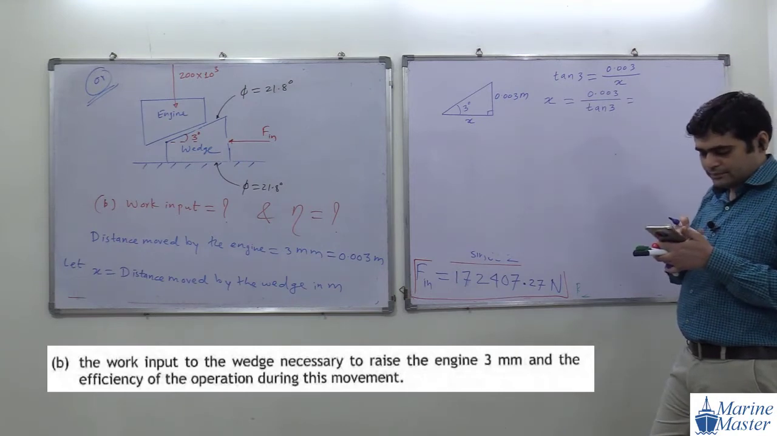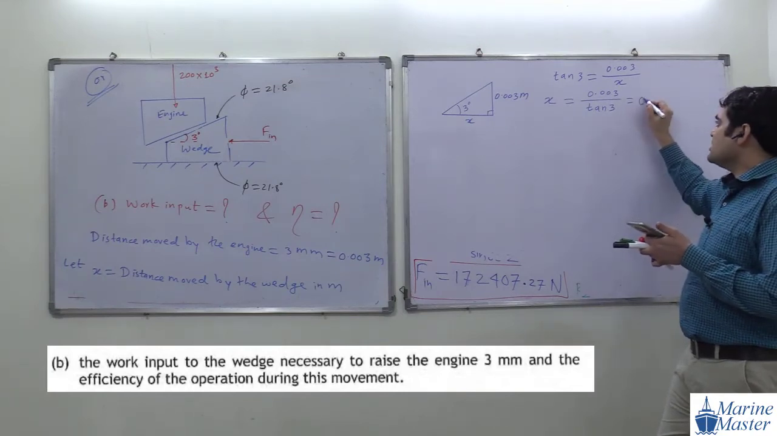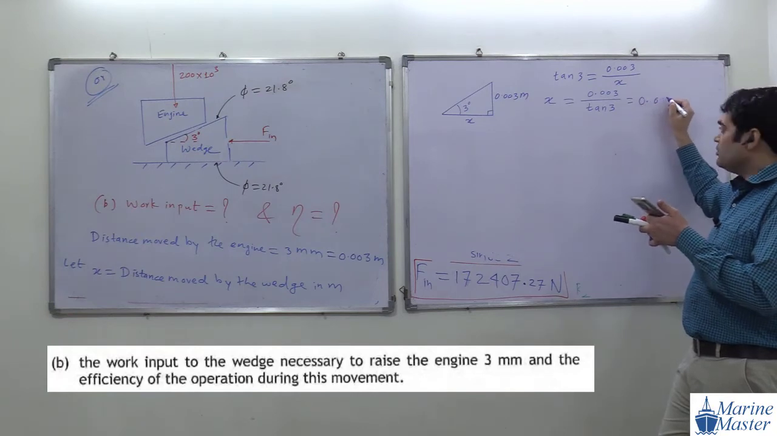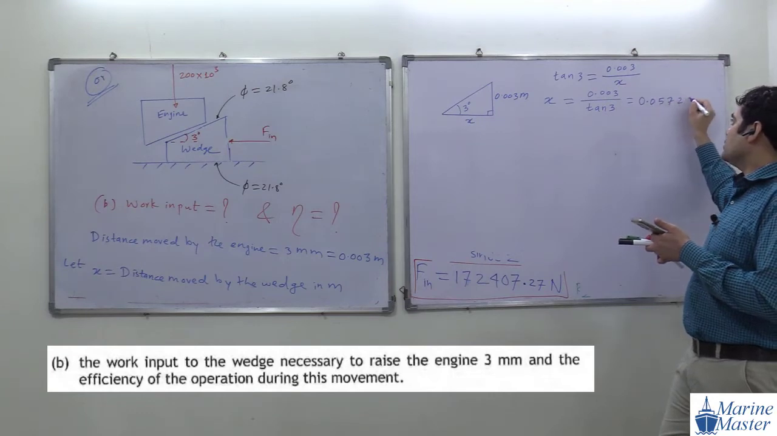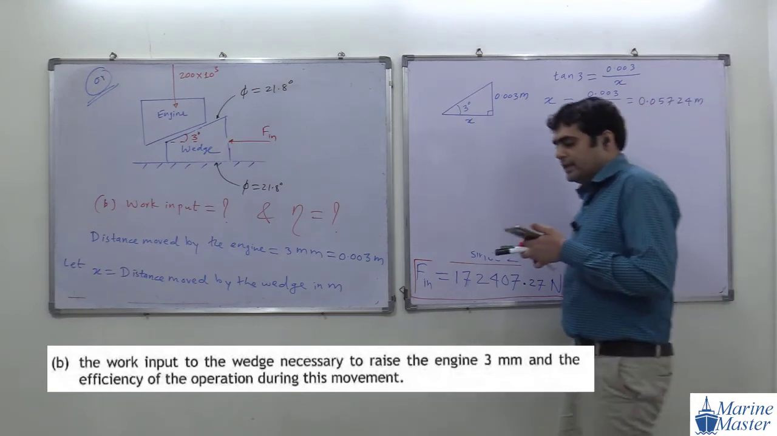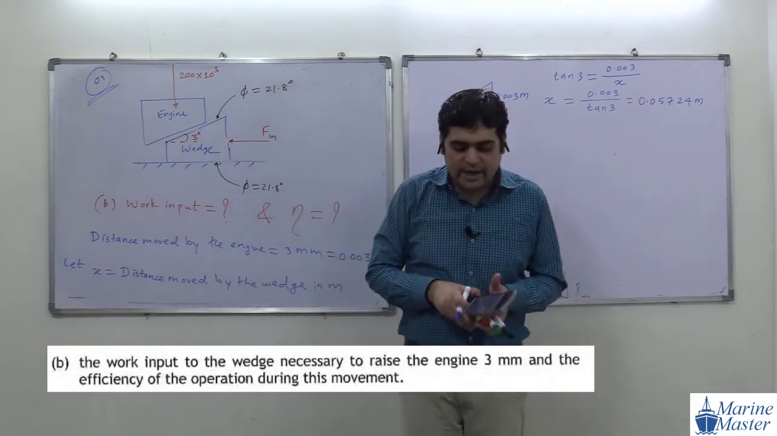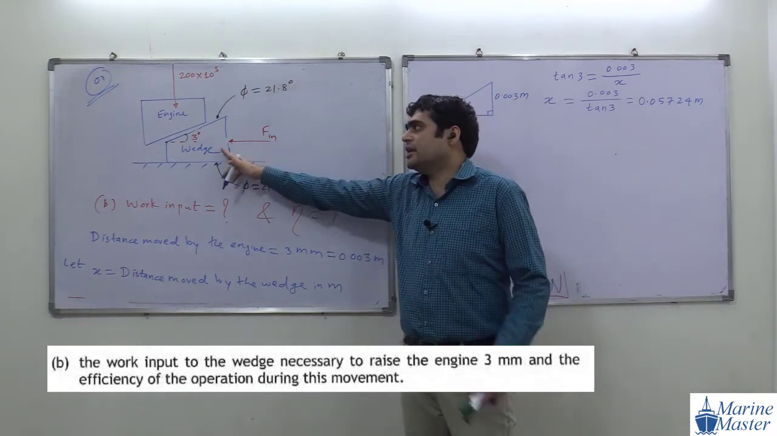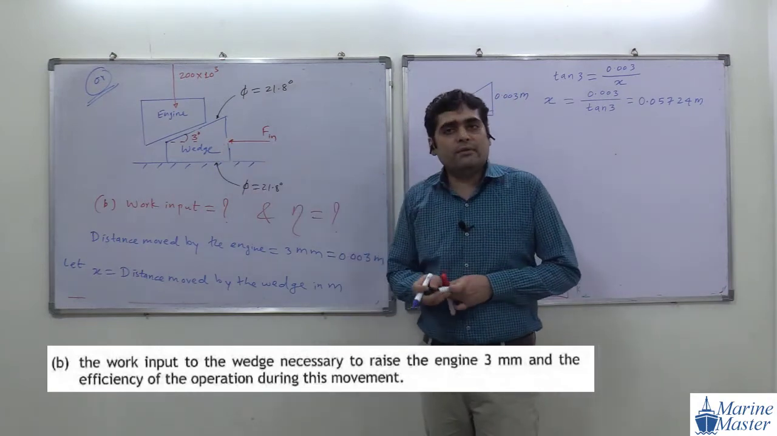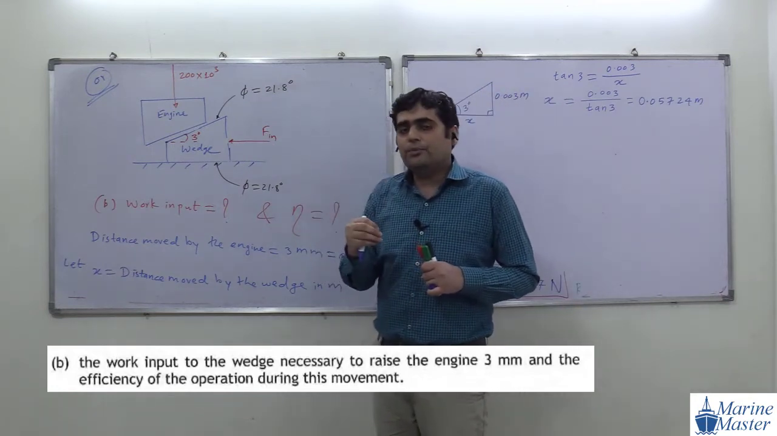0.003 divided by tan 3. So what will we get? The distance moved by the wedge will be 0.05724 meter. Check it once again, everyone. So we got the distance moved by the wedge. And why do we require the distance moved by the wedge? Because we are giving the work input to the wedge.